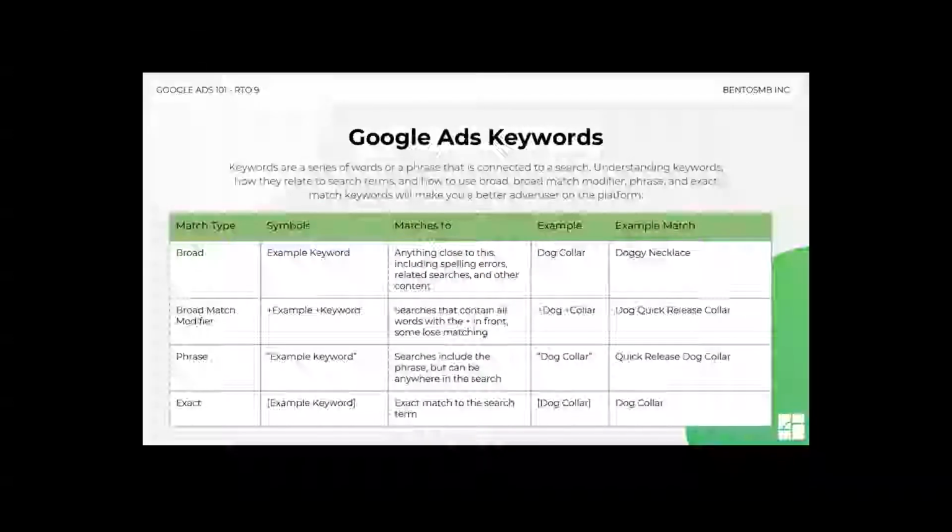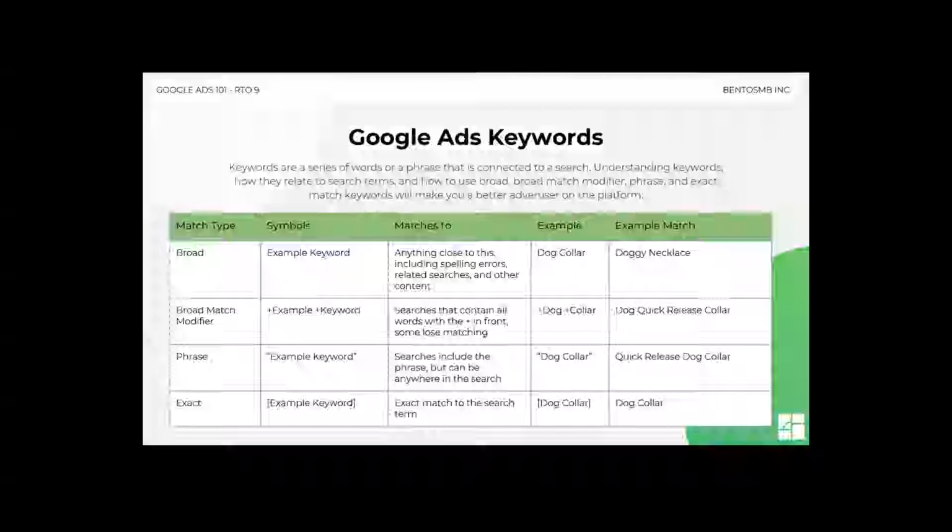So next I want to talk about what the fundamental differences are between Google Ads and other advertising platforms. The first one is keywords, and understanding what keywords are, the different types of keywords, and how they relate to what's considered the search term. So if you are a user and you go to Google and type in, say, dog collar, that's the example I'm going to use in this slide. You type in dog collar, that is your search term.